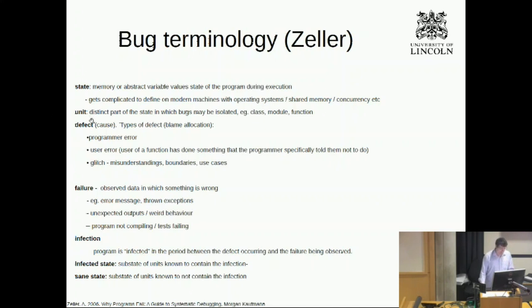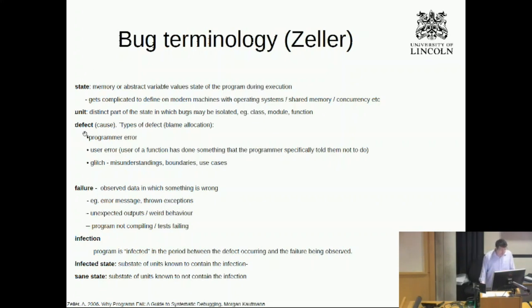And then Zeller separates out the defect from the failure. The defect is the cause of the bug. That's the thing you're actually trying to fix. You're trying to find it and you're trying to fix it. The failure is the observation that you actually see. That might be something like an error message or weird behavior or even the program not compiling, or ideally it's your test failing.